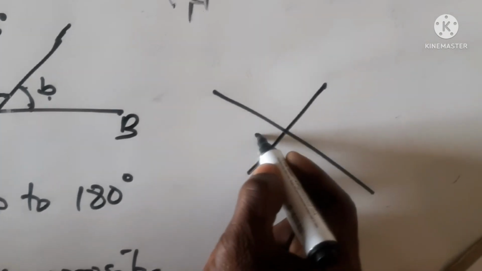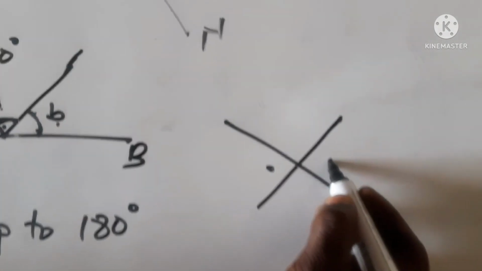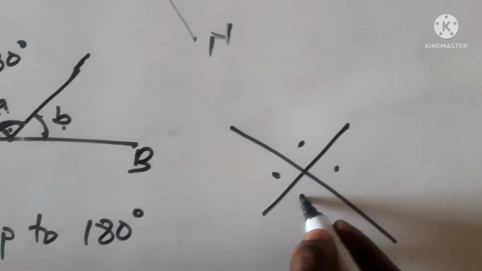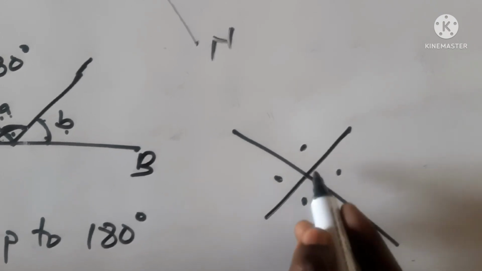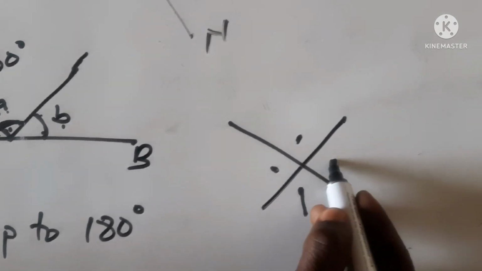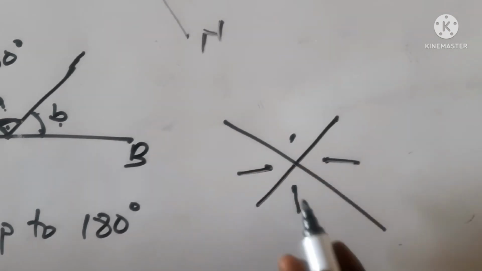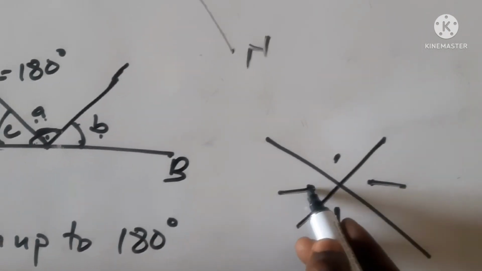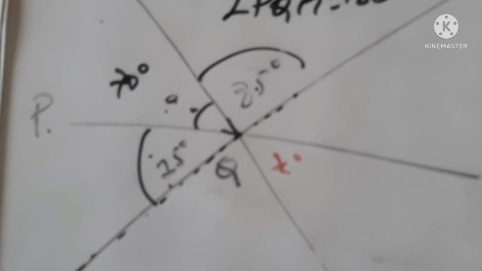So if you are here, this guy will be your opposite, right? Are you getting me? Okay, so if you are here, this guy will be your opposite, and then if you are here too, this guy also will be your opposite. Okay, now we are going to use this just to get the value of x straightforward.